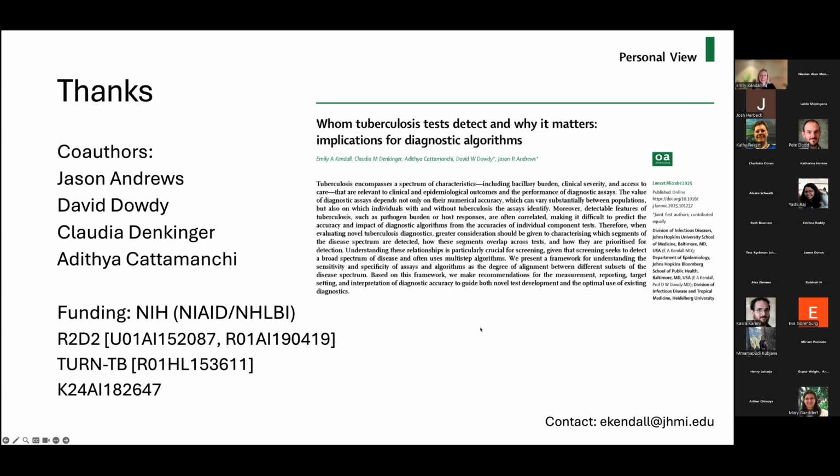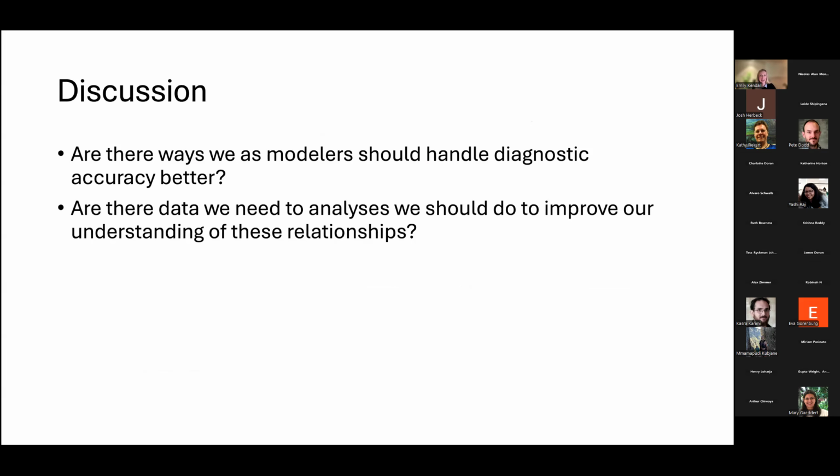Thanks again to the co-authors who contributed to this perspective article that I've been presenting today. I'd love to spend the rest of our time on some discussion. We could potentially talk about approaches or data needs as modelers, but I'm also happy to discuss any other aspect of this.